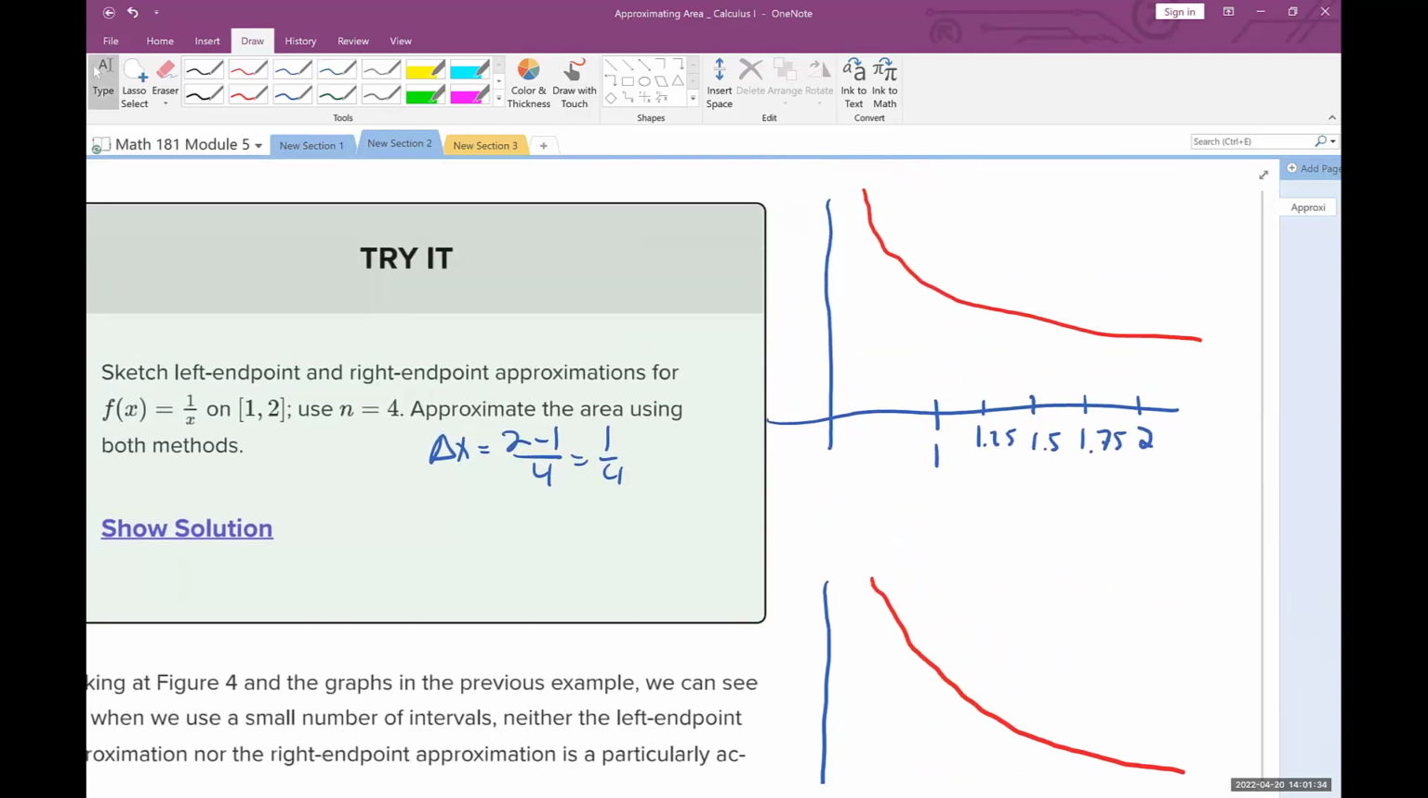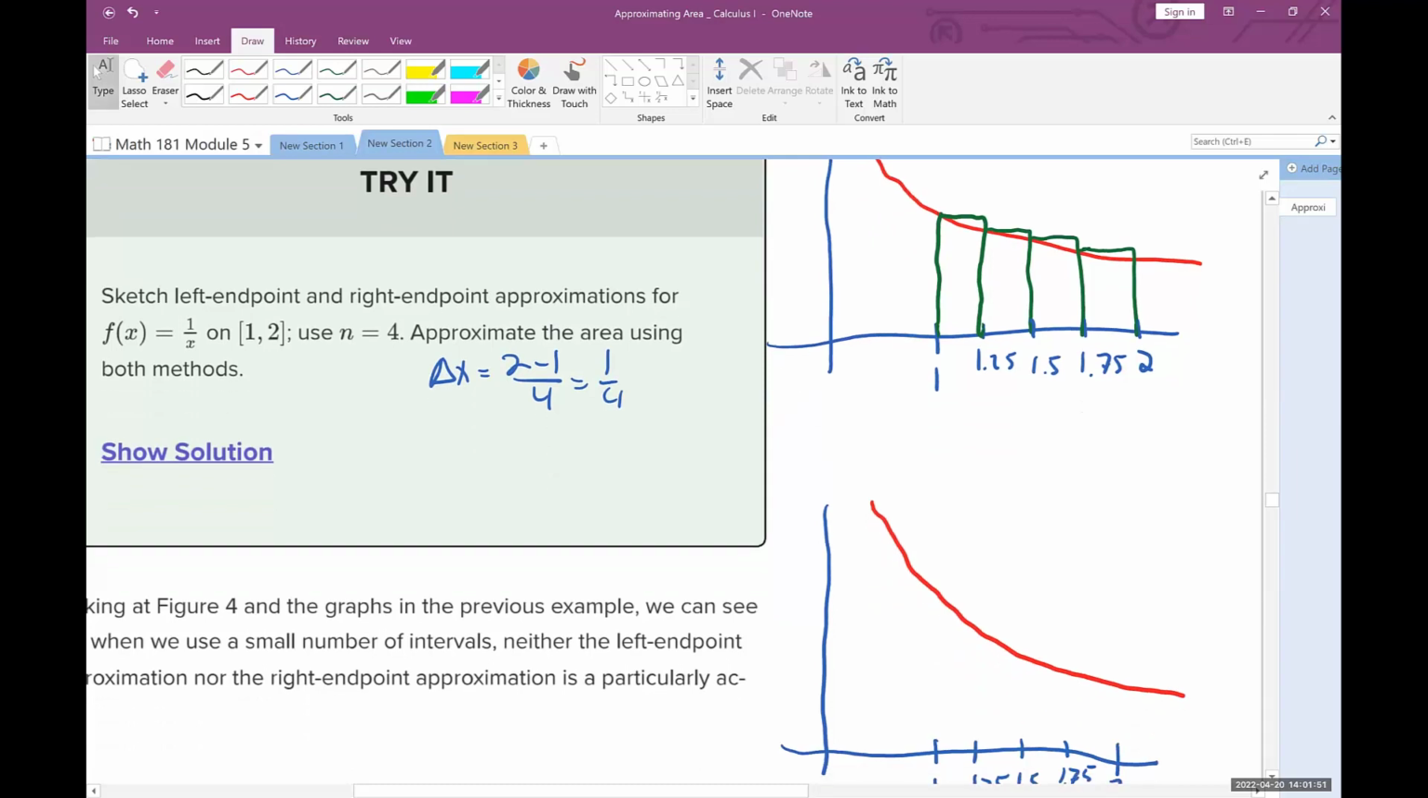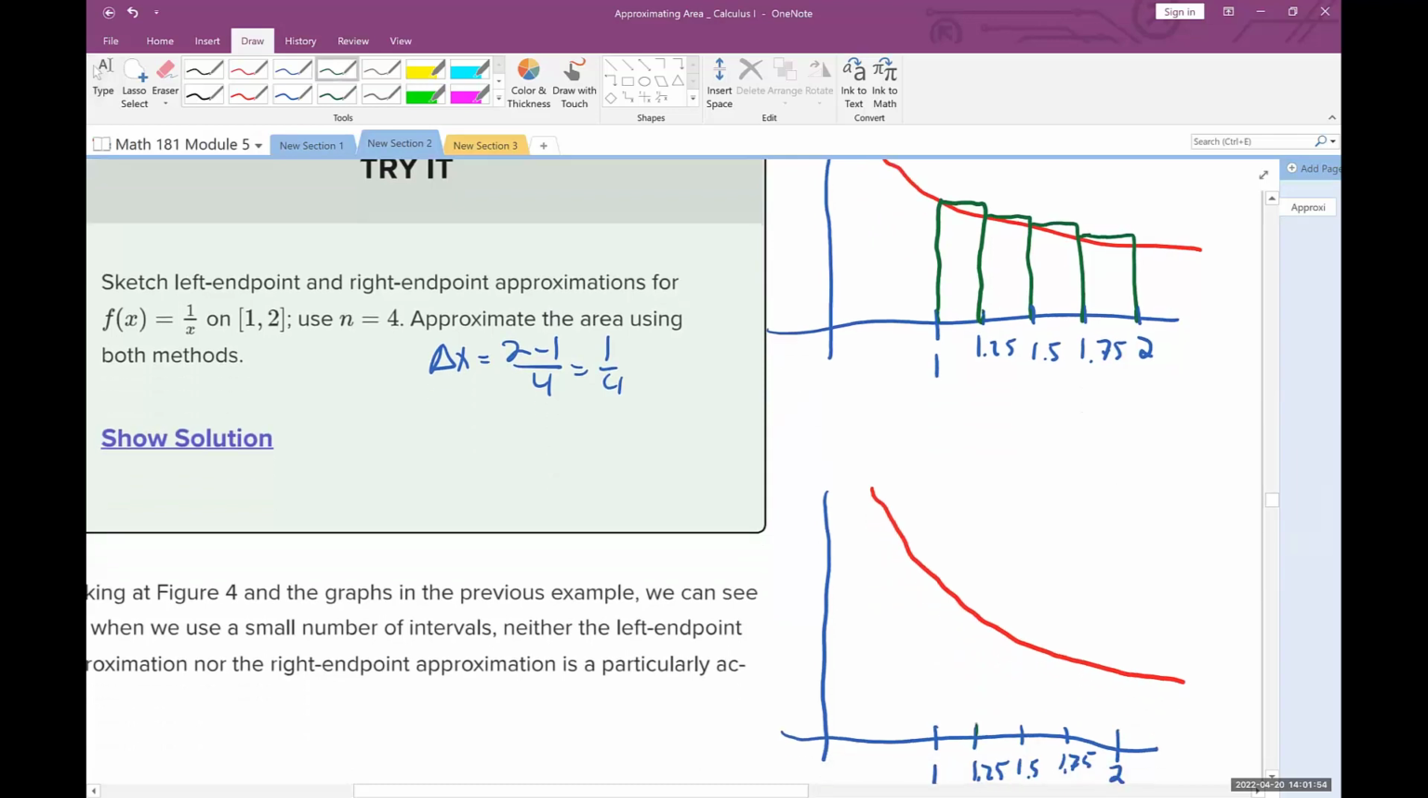And for the left-hand approximation, we're going to go up to the curve, come over and down. So now this one looks like it's going to be above. It's going to come over and down, over and down, come over and down. Whereas the right-hand approximation, we come up from the right side, hit it, and go over to the left and go down. So which one's going to be bigger, do you think? Yeah, left hand.